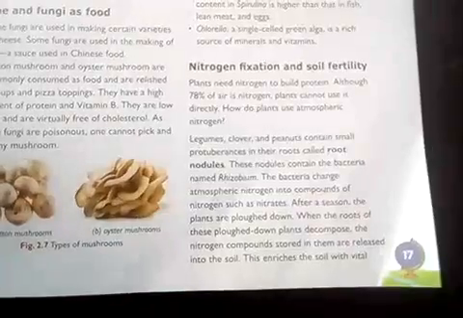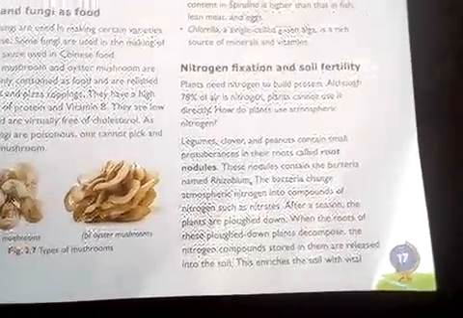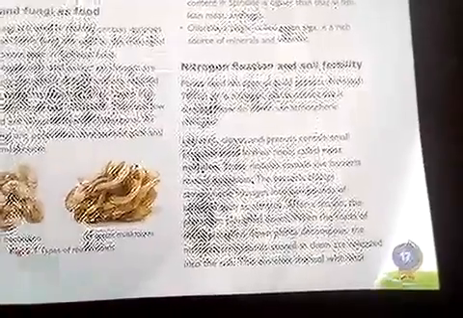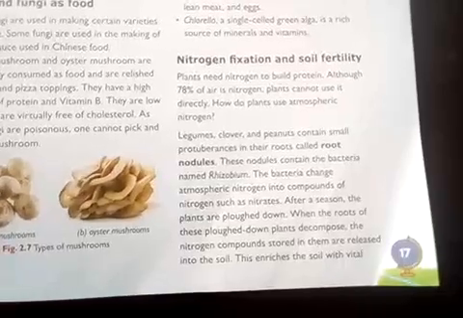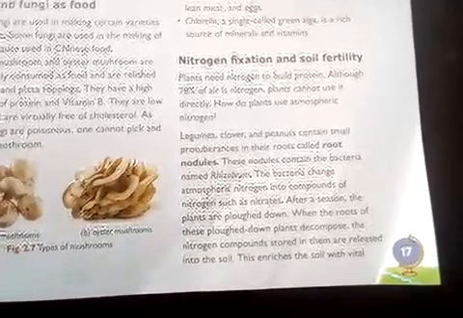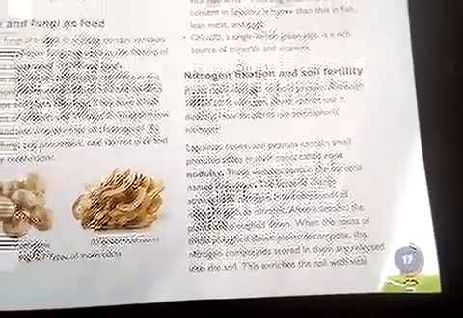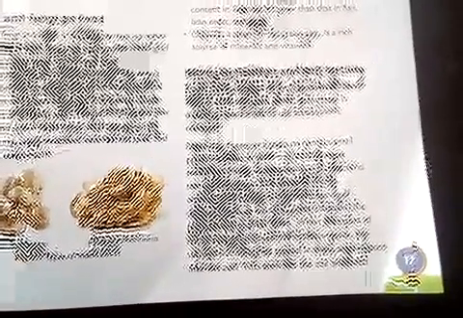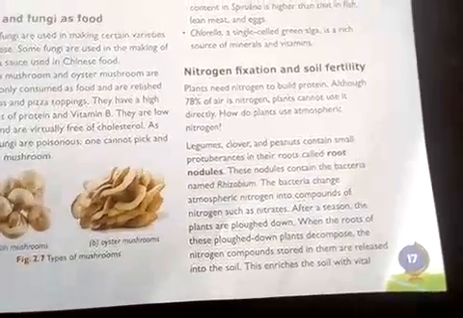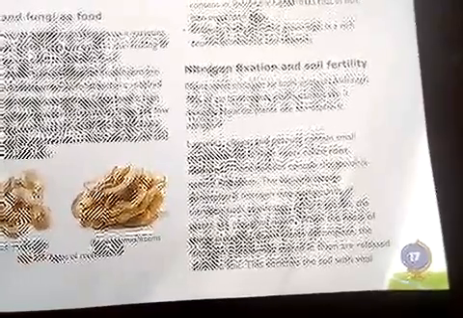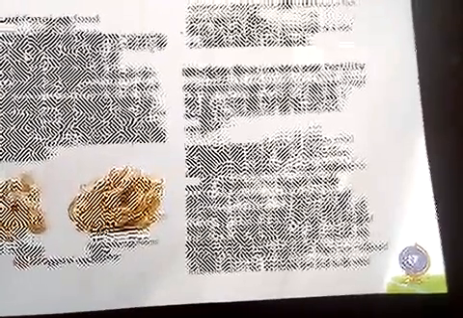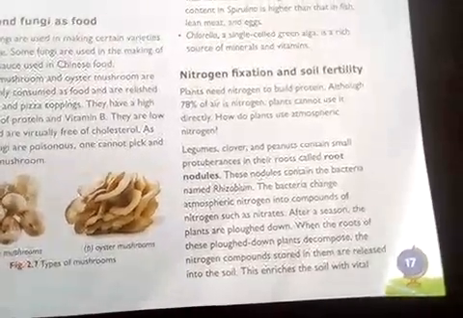So there are some plants like legumes, clover and peanut. These are some groups of plants. They have a unique property within them. In their root nodules, like in their root, they have some round structure-like substance in which there is a bacteria. The name of the bacteria is rhizobium. Now what does that bacteria do? It is able to fix the nitrogen directly from the atmosphere. It takes the nitrogen directly from the atmosphere and converts it into nitrates, which are useful for the plant.